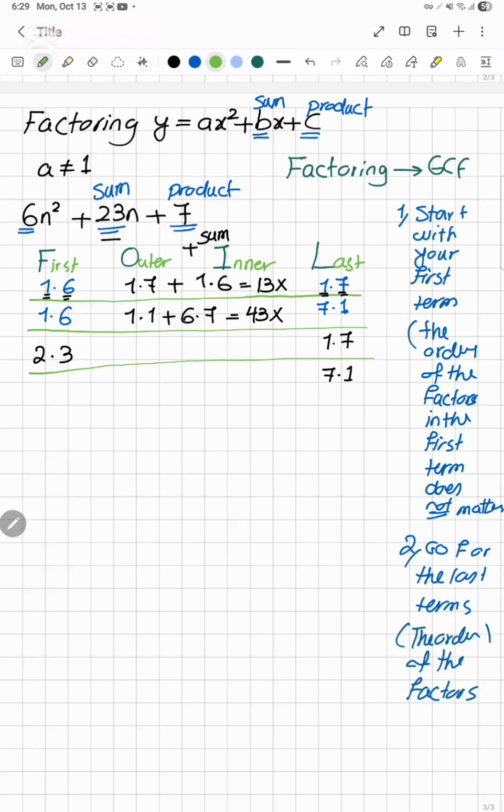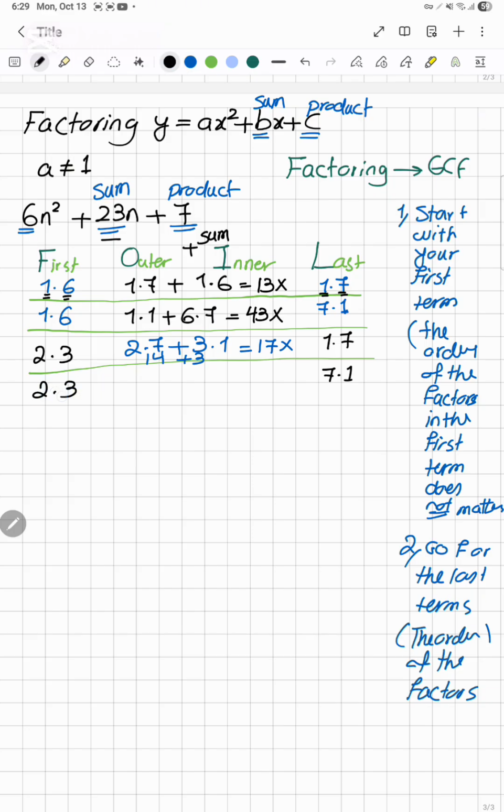The first thing that comes to your mind over here is that the outer terms in here are 2 and 7. So it's going to be 2 times 7 plus 3 times 1. 2 times 7 is 14, and 3 times 1 is 3. 14 plus 3 is 17, and that's not the sum that I'm looking for.